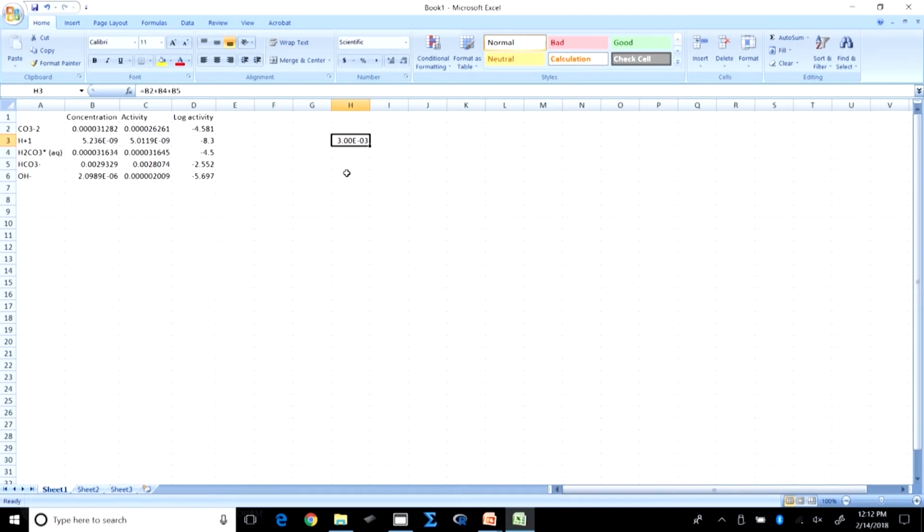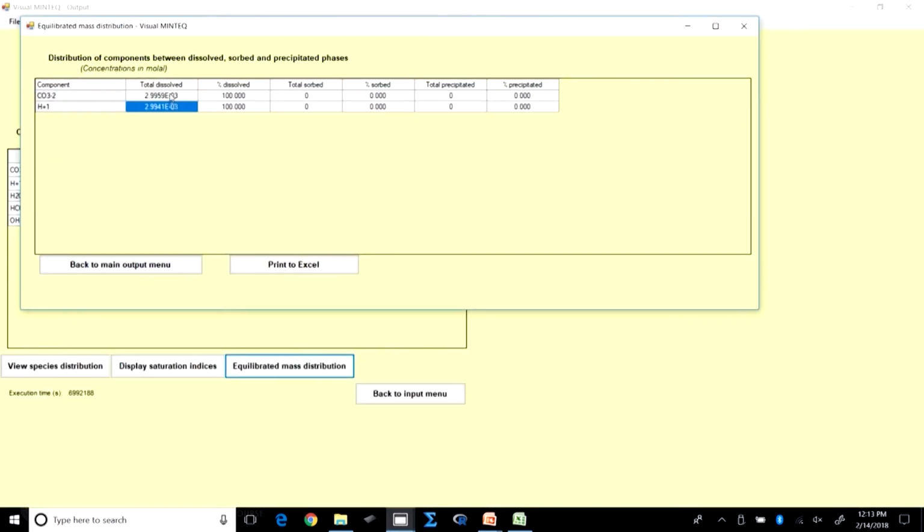In the same manner, let us try to calculate H total. So H total will be equal to H plus minus OH minus plus 2 times H2CO3 plus HCO3 minus, and enter, and again that's what you see here, that it's equal to 2.99 into 10 power minus 3, which is what we have from our Excel in the equilibrated mass distribution, right. Again these are values we are now going to note down, I guess.